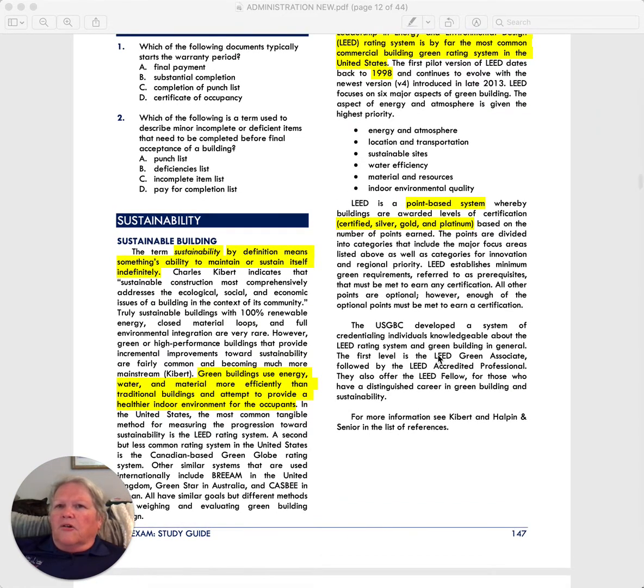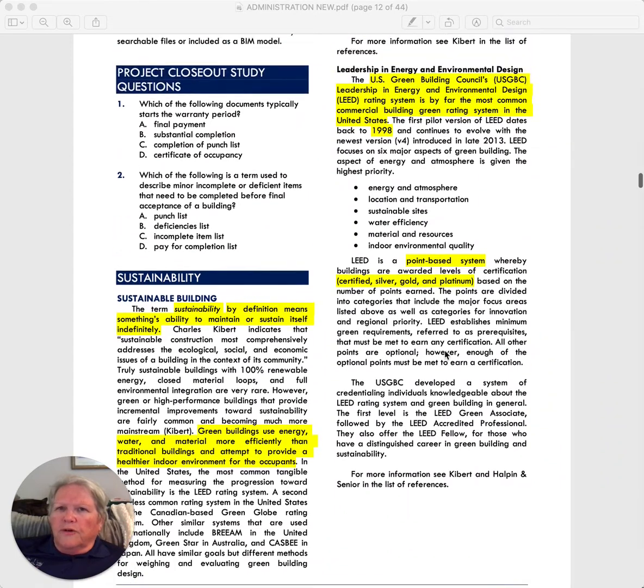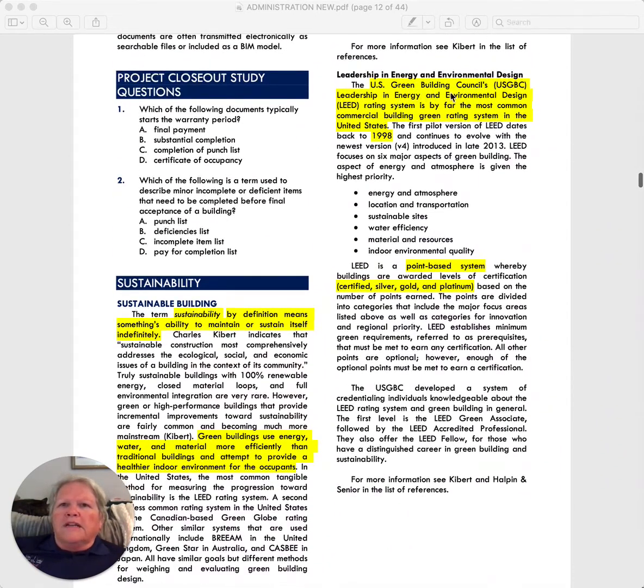So LEED is the organization that's run by the U.S. Green Building Council, USGBC. You need to know what that acronym is for. That is the governing agency that covers this LEED accreditation that you can get on buildings. You can get buildings either certified LEED, silver, gold, or platinum. Obviously, platinum is the most number of measures, gold the second, silver third, and certified is the lowest that you can get in terms of qualifying a building.